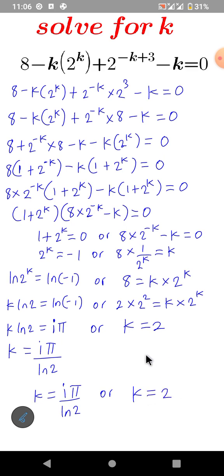Now we recall that i is still the same thing as the square root of minus 1.